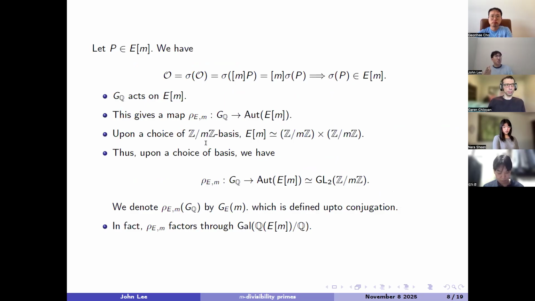But in an earlier slide, I just chose any point on the elliptic curve. But what if P is a point in E[n]? So P has order m, or maybe dividing n.